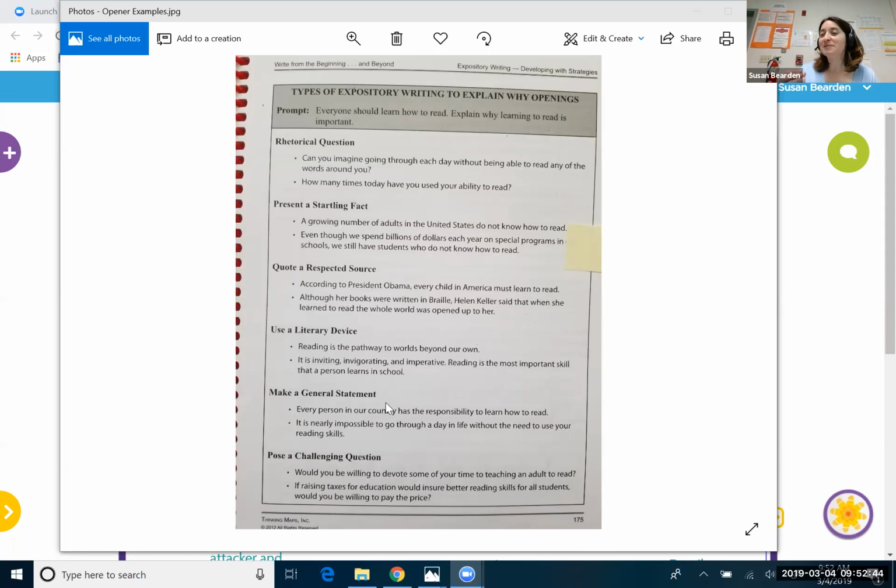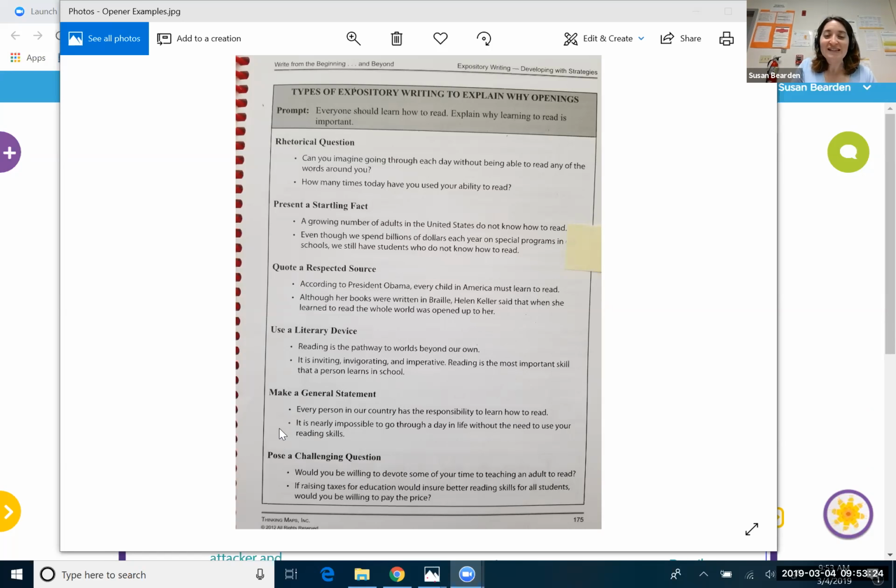Okay, second to last topic is making a general statement. So this isn't a statement that's specific only to you or only to one person, but something that can be generalized to an experience most people would have in common. Okay, so let's take a look. The first example says, every person in our country has the responsibility to learn how to read. So this is a general statement because I'm talking about everyone in our whole country, the general population of our country. Good. And it gives the reader the topic we're going to discuss, and it helps them focus their thoughts on that topic.